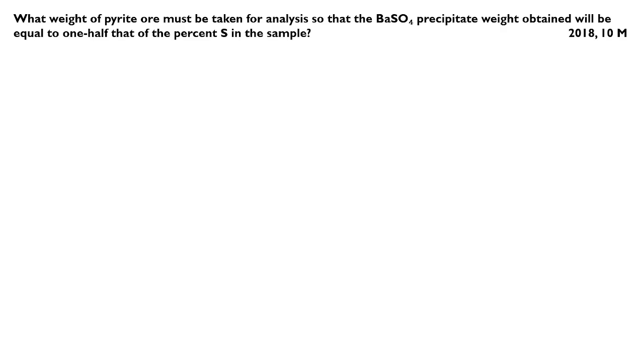So again, I have taken a very interesting question from the same Paper 3, 2018 paper, and this question is also of 10 marks. In this question they are asking what weight of pyrite ore must be taken to analyze so that the BaSO₄ precipitate weight obtained will be equal to 1/2 that of the percent S in the sample.